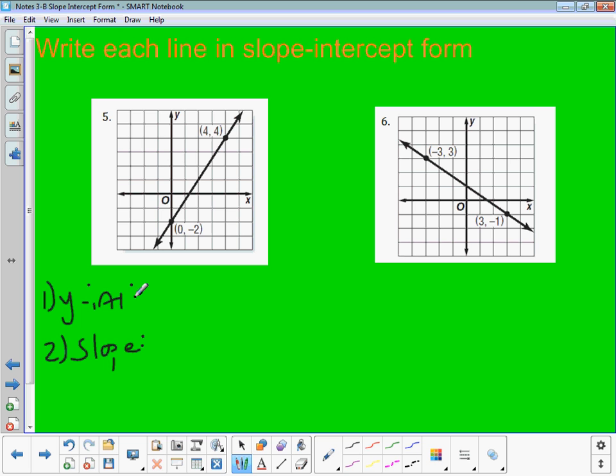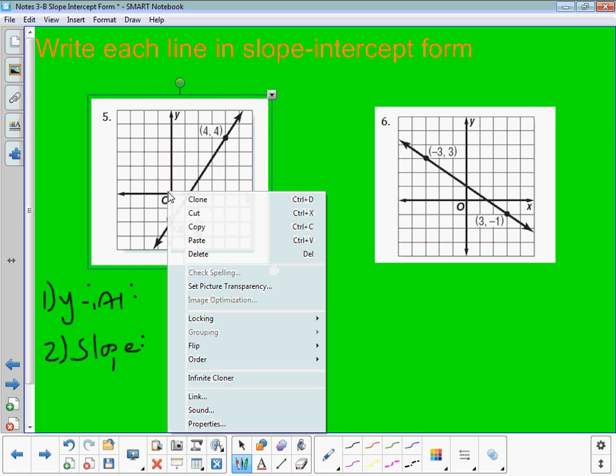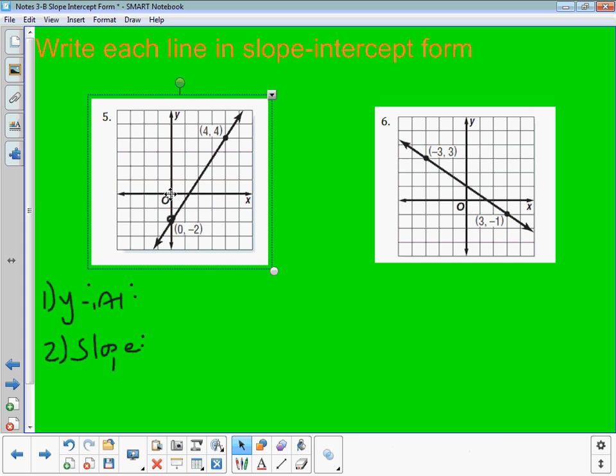Okay, so the y-intercept, it looks like, is this point right here. That's where it's crossing the y-axis. And I see where it's crossing the y-axis by counting from the x-axis. So we're going down 1, 2 from the x-axis. So the y-intercept is negative 2.